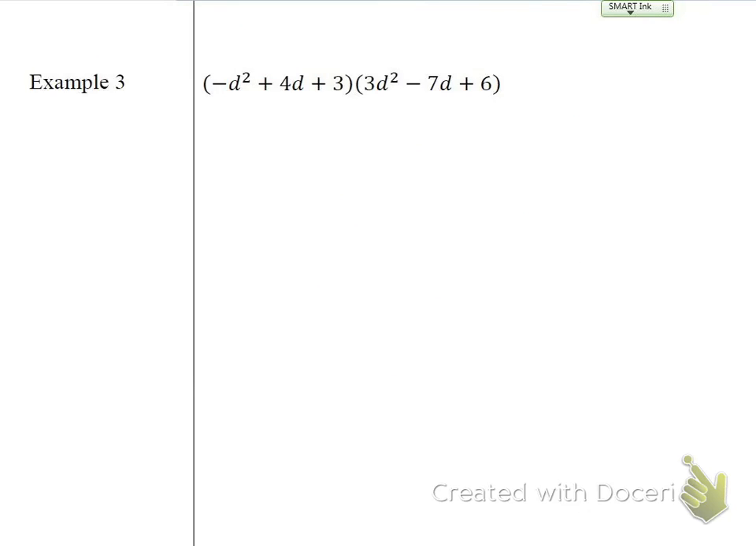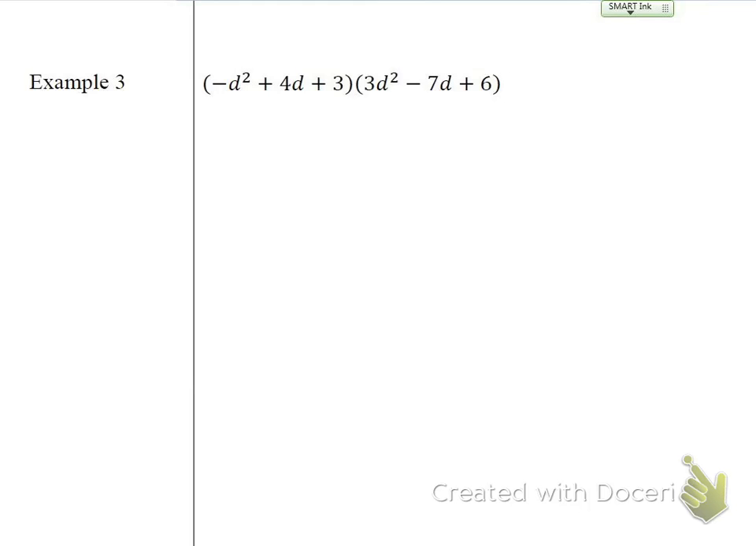Okay, for example 3, we are multiplying two trinomials together. So we have negative d squared plus 4d plus 3, and 3d times 3d squared minus 7d plus 6. A lot of people prefer to use the boxes on this because it sets it all up for you. You don't have to. I'm going to use the boxes because I didn't use the boxes in the previous problem.